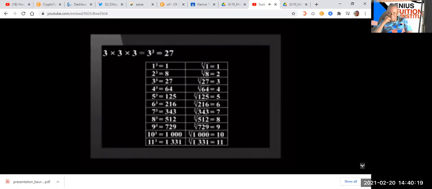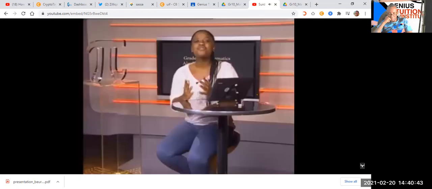A perfect cubed number is an integer that is multiplied by itself twice. For example, 3 times 3 times 3 is equal to 27. When we find the cube root of a perfect cubed number, the answer will be an integer. Now that we've revised squared and cubed numbers, it's easier to understand a surd.